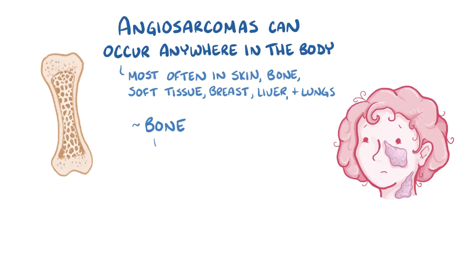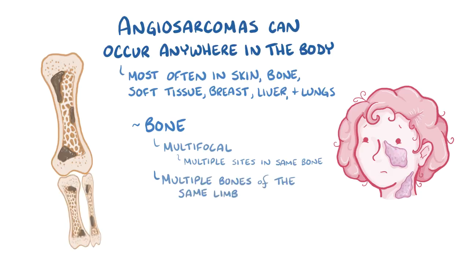Angiosarcoma of the bone is usually multifocal, meaning that it affects multiple sites within the same bone, or involves multiple bones of the same limb.